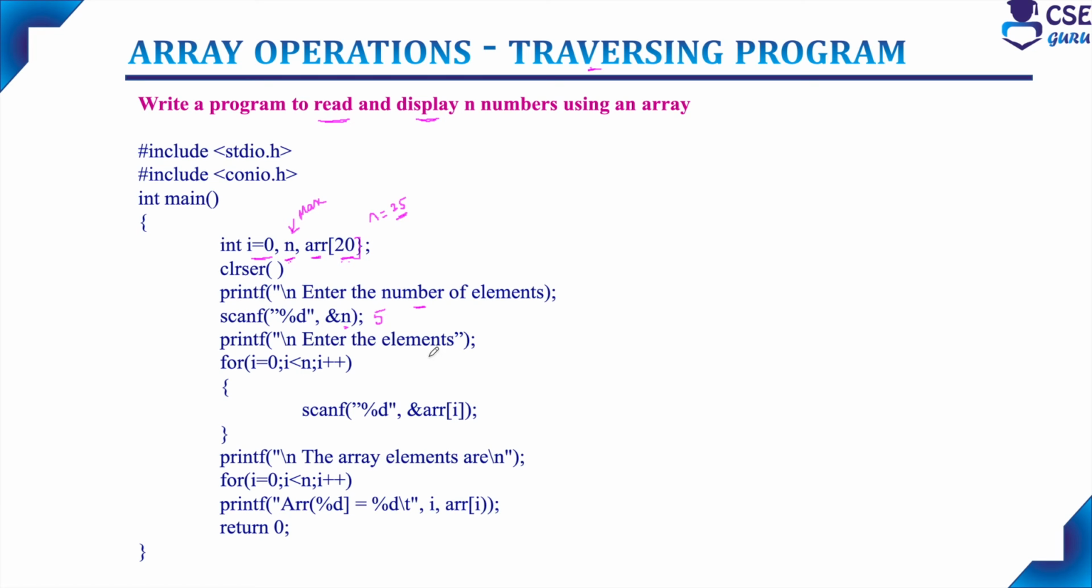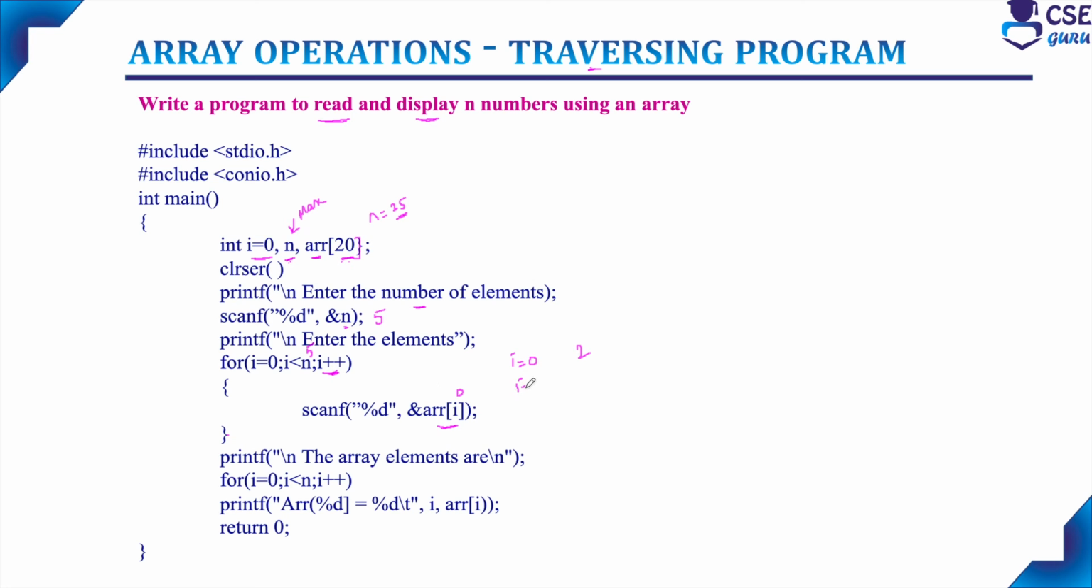Then enter the elements using the for loop. When the i value is equal to 0, check the condition. Here I have given the n value as 5, so 0 less than 5 is true. It will enter into the for loop and accept the array's 0th element. For example, when i is equal to 0, I am giving 2. Next, at the end of the for loop, i gets incremented.